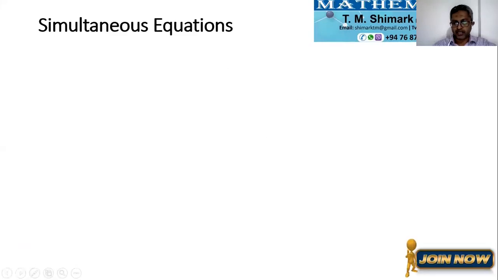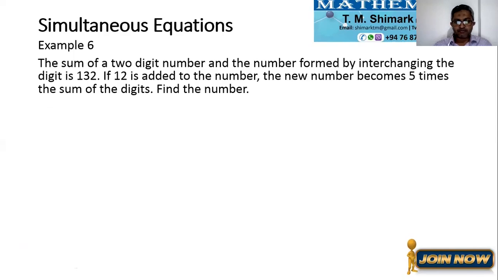The next question I have is an interesting question I was thinking about. The sum of a two-digit number and the number formed by interchanging the digits is 132. If 12 is added to the number, the new number becomes 5 times the sum of the digits. Find the number.